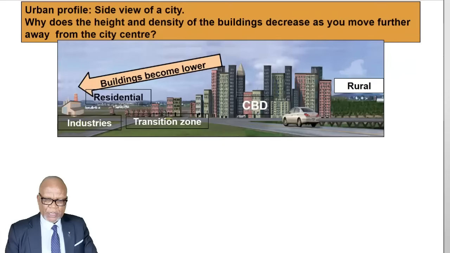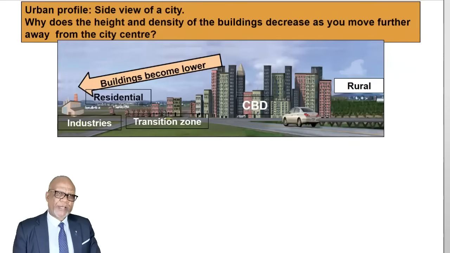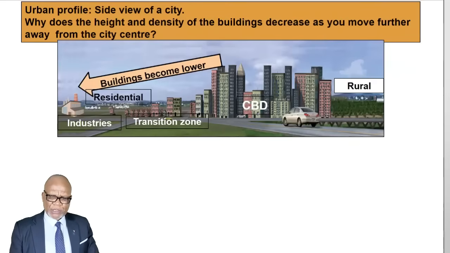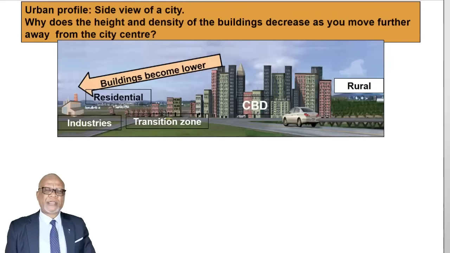What are we looking at here? Now we're looking at the urban profile. So what is urban profile? Urban profile is the side view of the city.